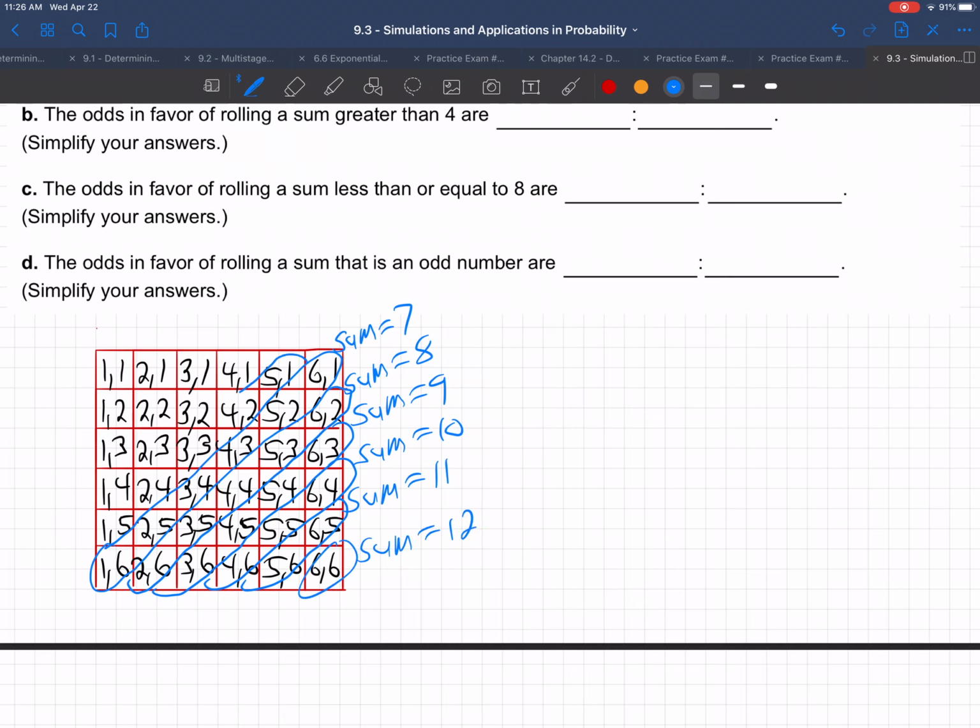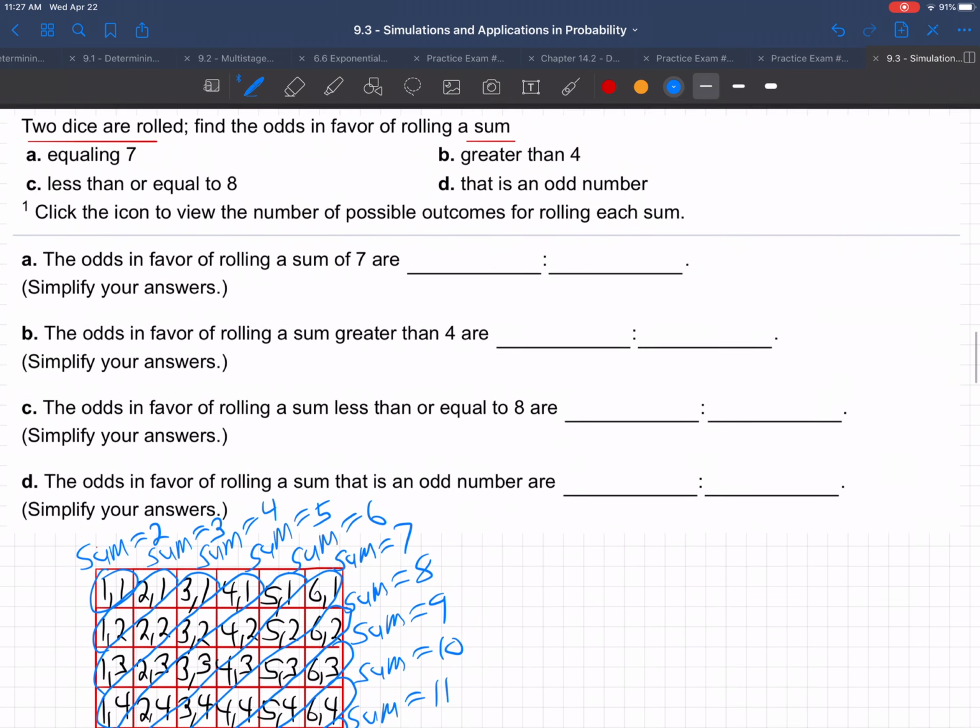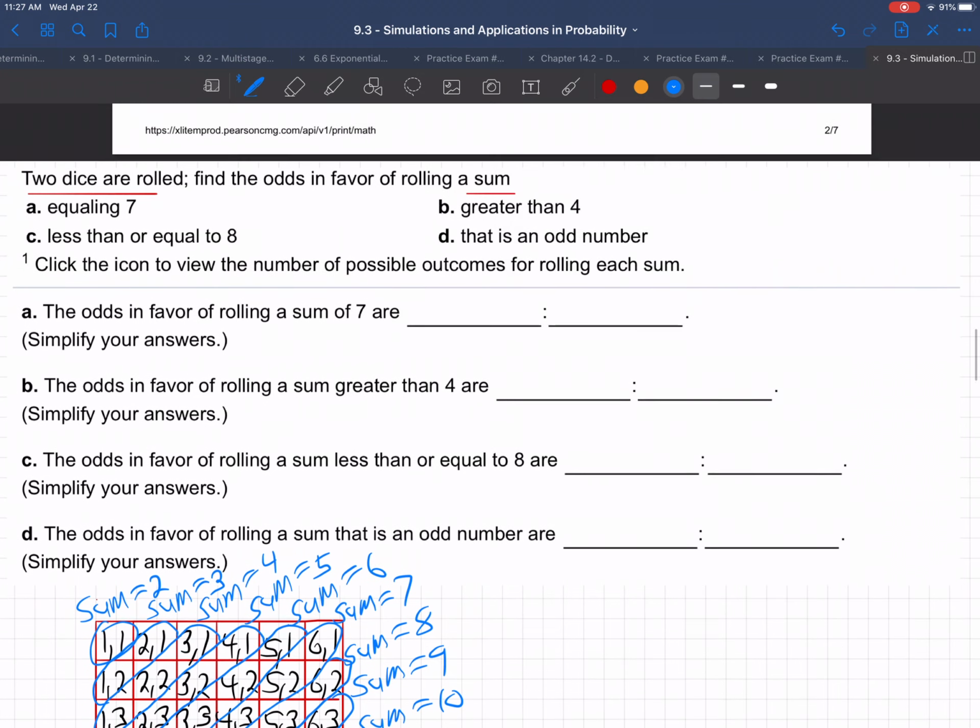We go backwards on the diagonals. This will be sum of 6, sum of 5, sum of 4, sum of 3, and this entry, sum of 2. Okay, so now we have everything that can happen when we roll 2 dice and the various sums involved. So now let's go to the questions.